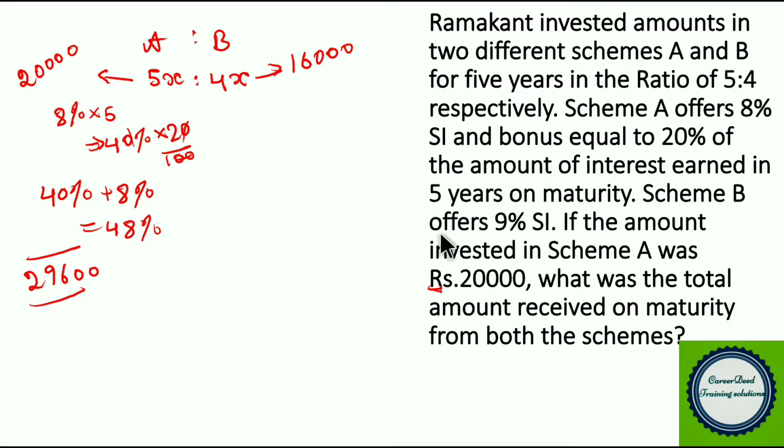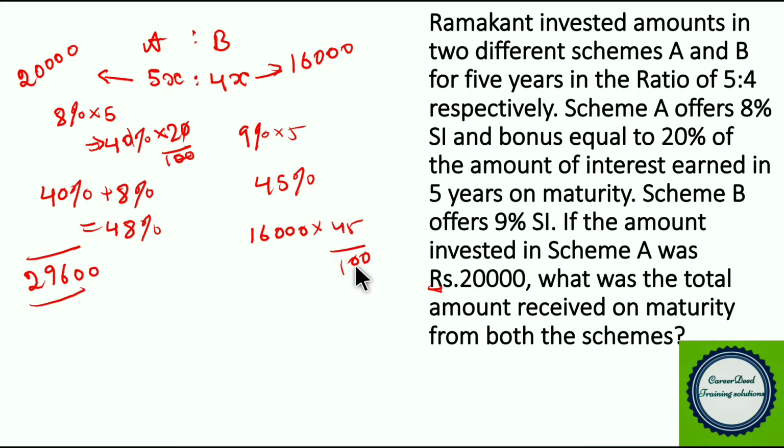Now scheme B offers 9% simple interest for 5 years, right? So here the maturity for scheme B is 5 years. So for 1 year if it is 9%, for 5 years this will be 45%. Now you have to find the 45% of 16,000. Now what is 45% of 16,000?